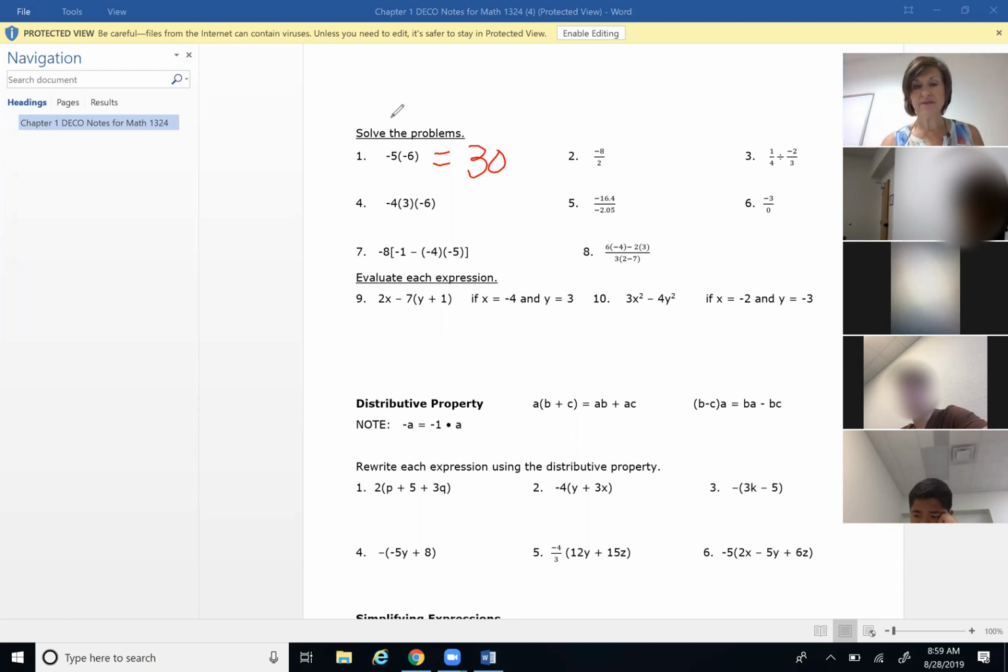Okay, what would a negative 8 divided by 2 give me? A positive or a negative? A negative, and the 8 divided by 2 is 4. And if I double check, it's negative 4 times 2 equal to a negative 8. Good job.